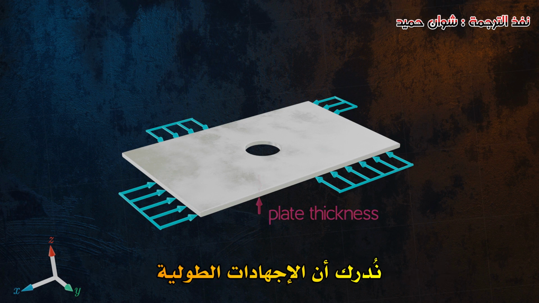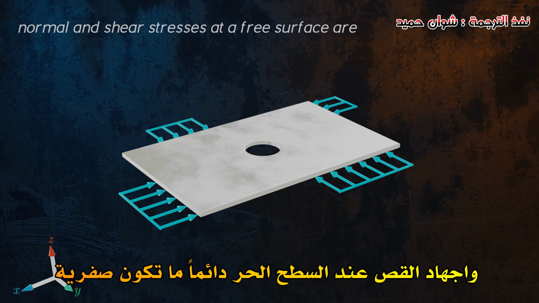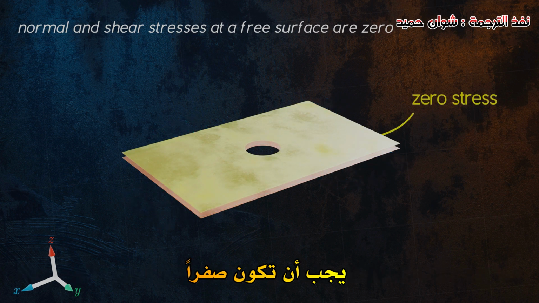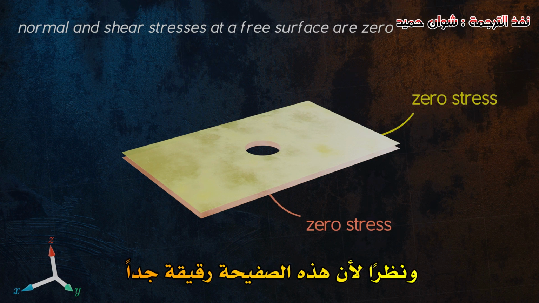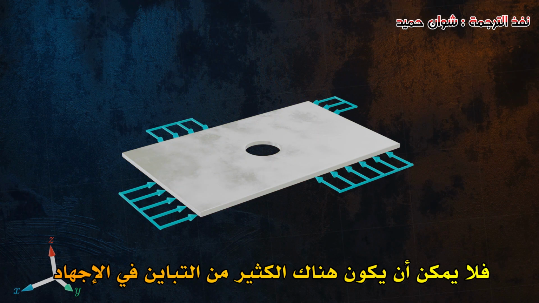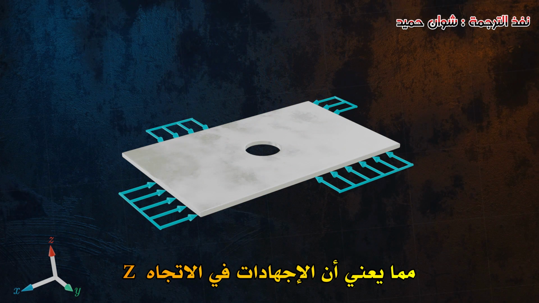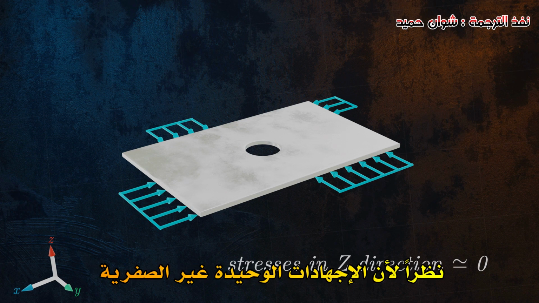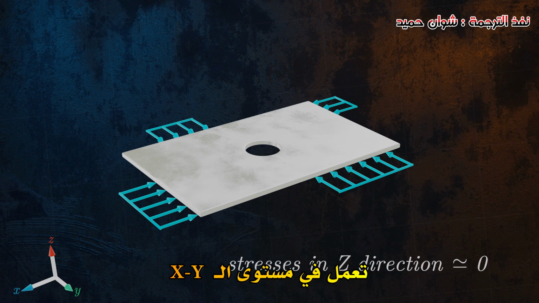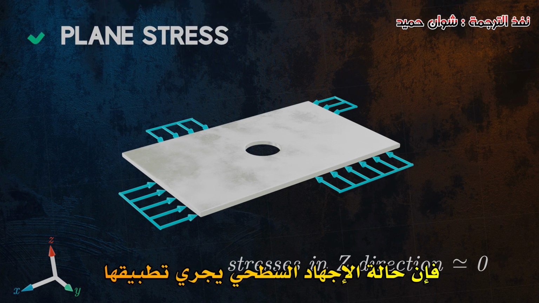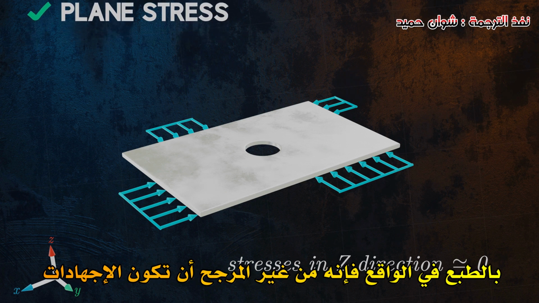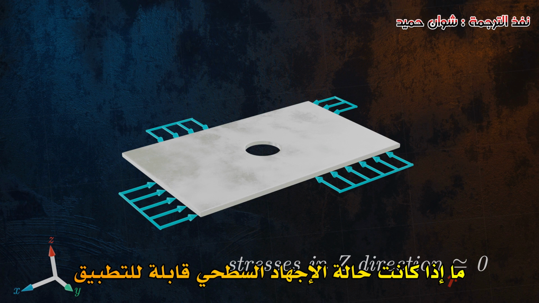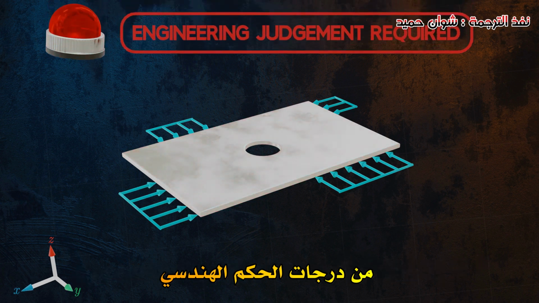We know that normal and shear stresses at a free surface are always 0. This means that the stresses on the top and bottom faces of the plate must be 0. And because this plate is very thin, there can't be much variation in stress through the plate's thickness, meaning that the stresses in the Z direction will be close to 0 all the way through the plate. Because the only non-zero stresses are acting in the XY plane, a condition of plane stress applies. Of course, in reality, the stresses in the Z direction are unlikely to be exactly 0. Deciding whether a plane stress condition is applicable will always require a degree of engineering judgment.